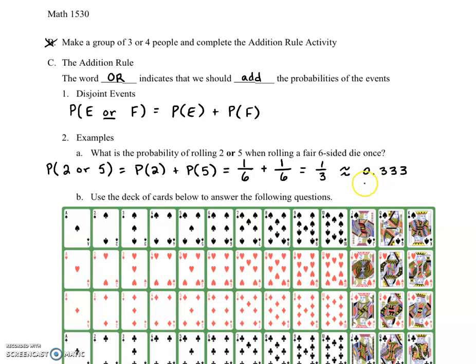Now, be careful in Pearson because most of the time it will tell you in the problem how many decimal places to round to. And if you round to the wrong number, it will tell you you're wrong even though you actually got the answer right. So be careful there.